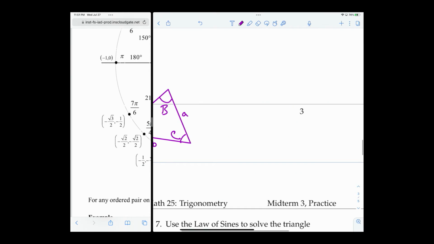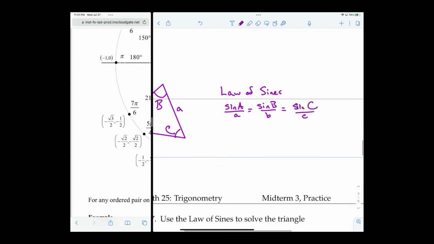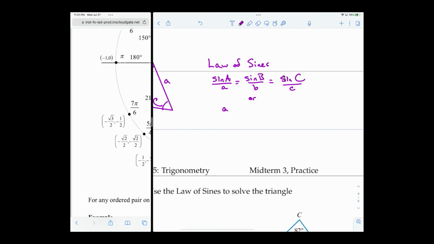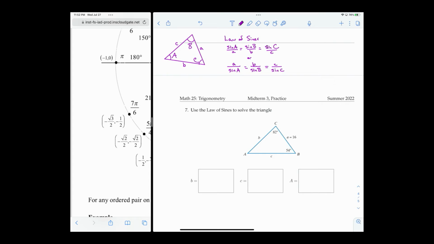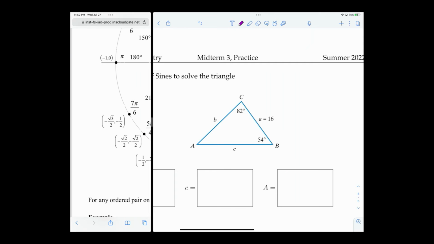And then what the law of sines says is this, law of sines. 2 forms of it. One is sine A over A equals sine B over B equals sine C over C. Or you can flip that upside down and have A over sine A, B over sine B, C over sine C. All right, and so in a problem like this, they're giving you 3 of the things and they want you to calculate the other 3.